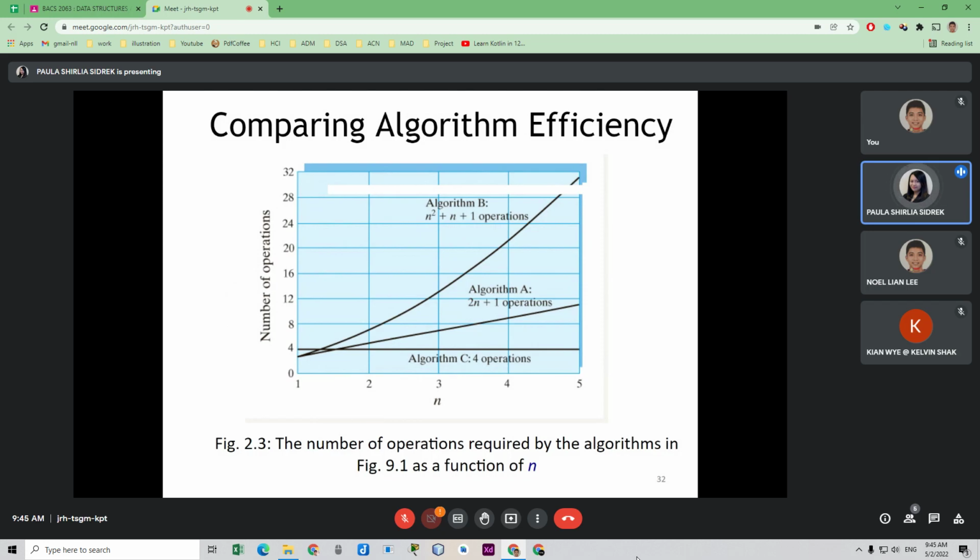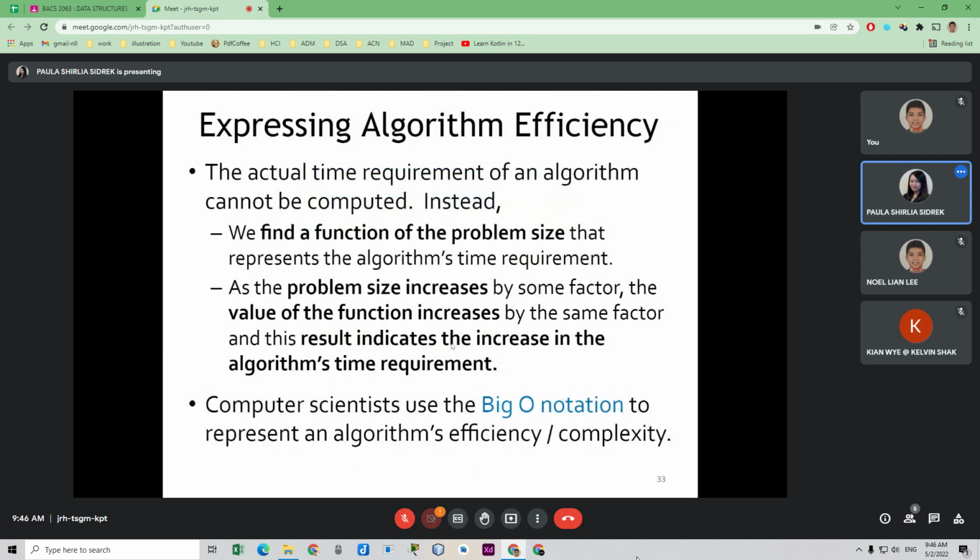That means there's no increasing as in the squared of the value. So therefore, algorithm C is basically constant. All right, constant. So this is the number of operations required by the algorithm in F1 as a function of n. Right, so this is if you want to represent those algorithms in terms of a graph.